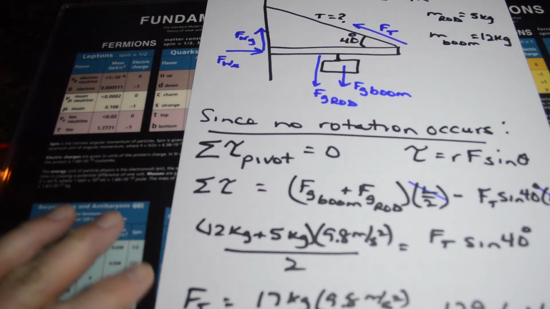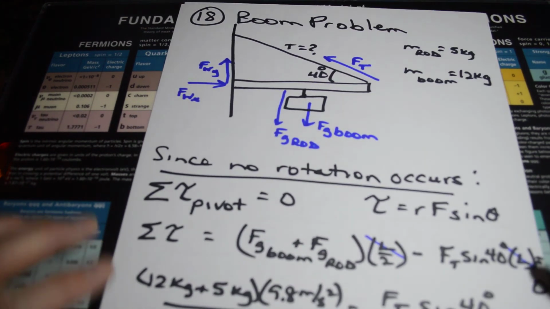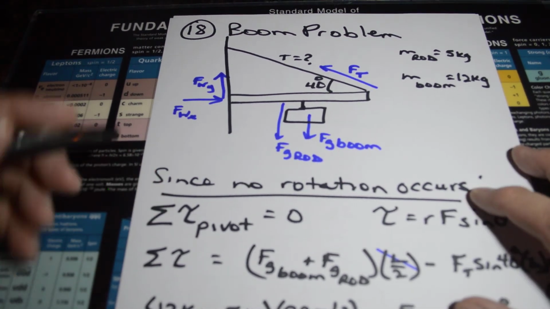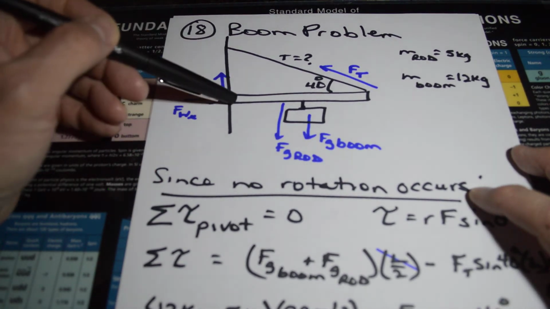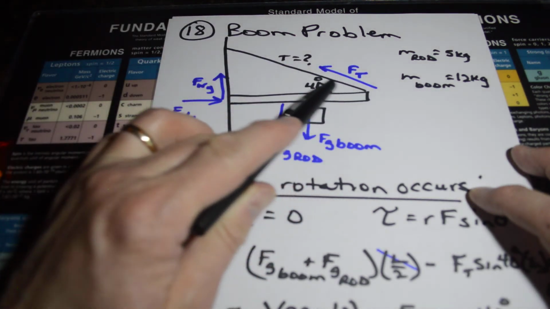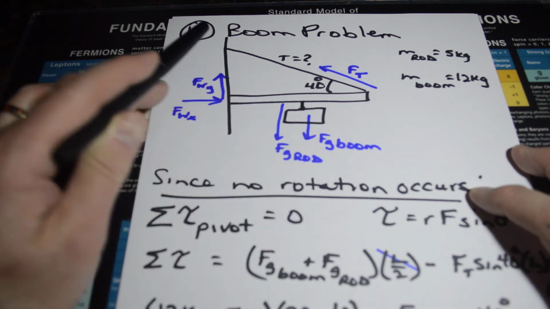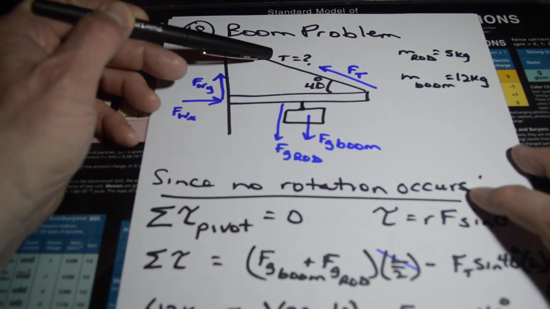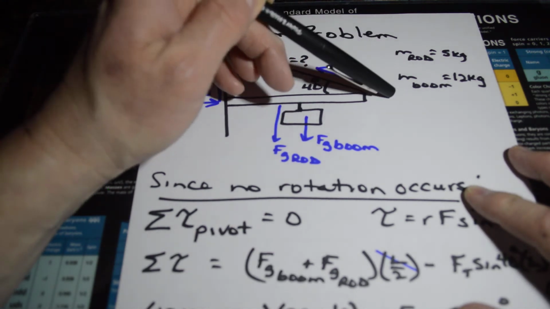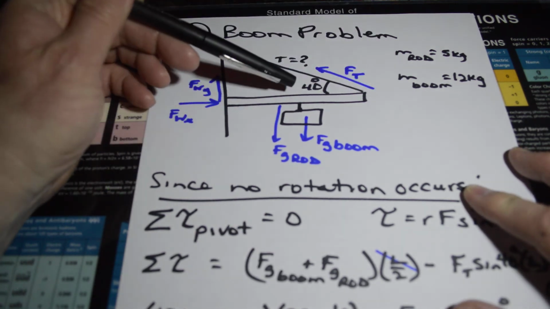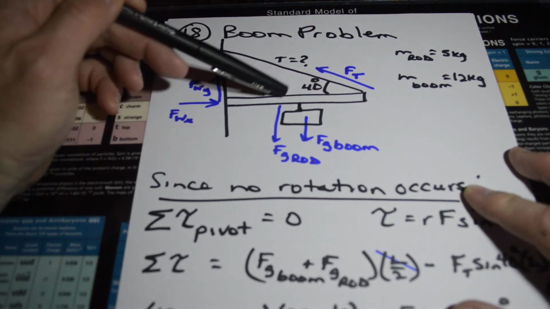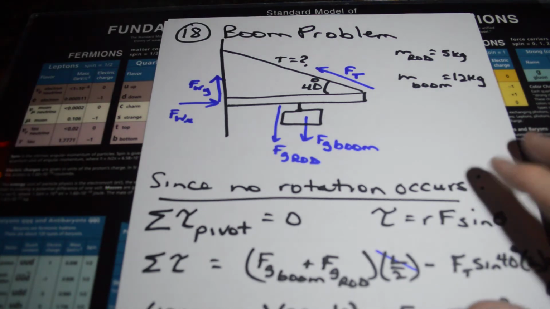All right. The next problem is this boom problem. I've also written down the solution to that. You've got a situation where you have a rod and a weight, which we call a boom, supported by a tension in a wire. And they want to know what the tension is if you know that the mass of the rod is 5 kilograms and the mass of the boom is 12 kilograms, and the angle that the cord makes with the horizontal is 40 degrees.